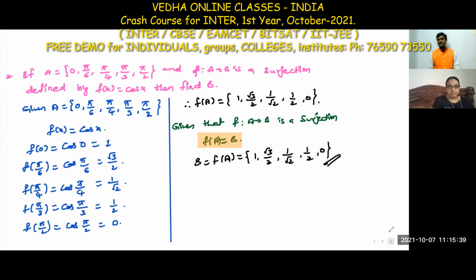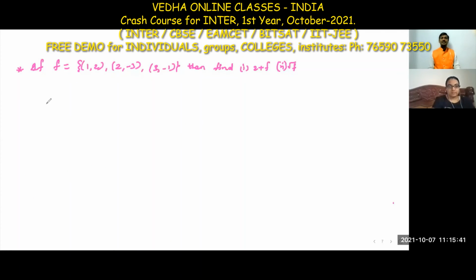Understood? Yes, sir. Okay, so here is the next question: if f is equal to {(1, 2), (2, -3), (3, -1)}, then find 2 plus f root f.